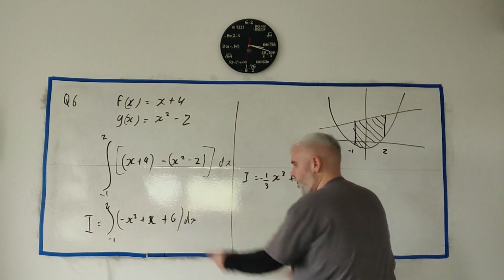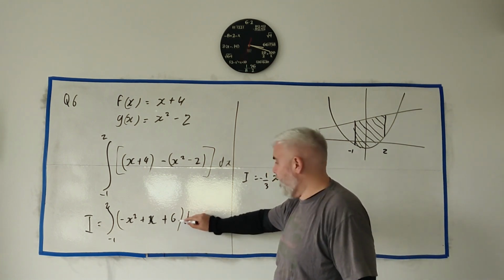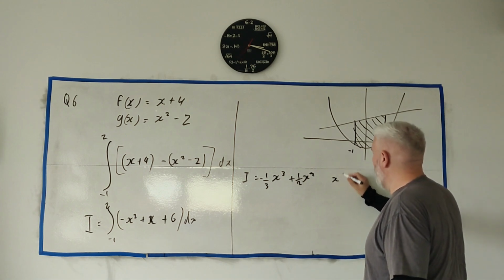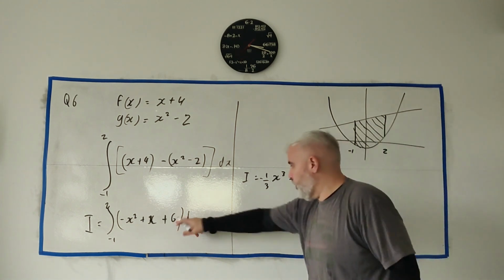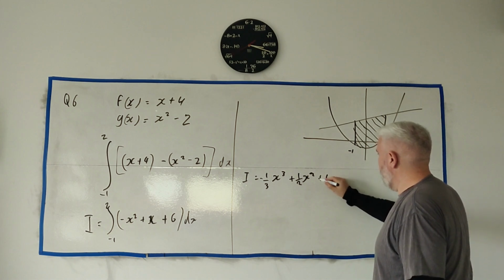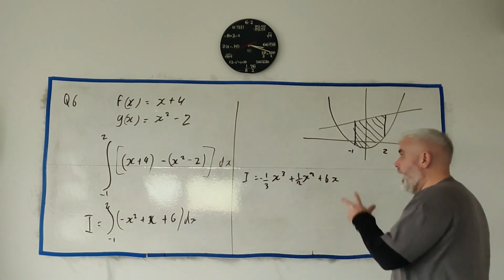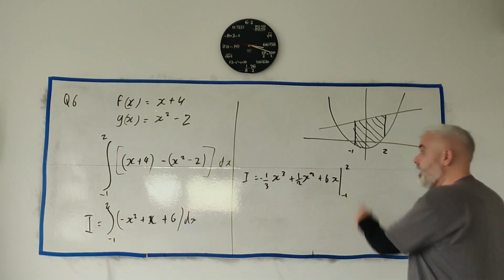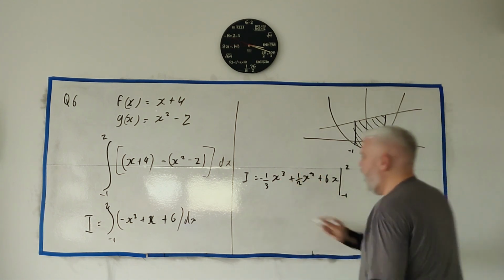And the 6, you can think of this as 6 times x to the power 0. That becomes x to the power 1. So it's x to the power 1, and the 1 divides what's in front, which is the 6. So we get plus 6 over 1. And that's the integral. We just have to evaluate this between -1 and 2. That means put 2 in, and we'll do that now.